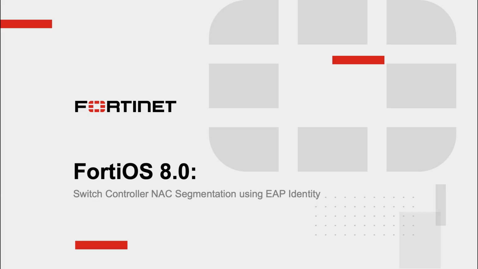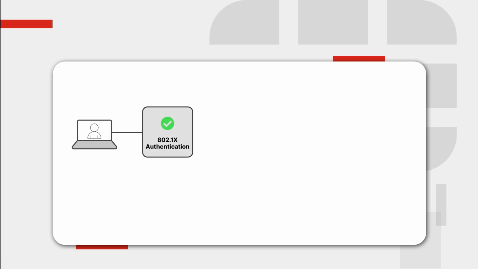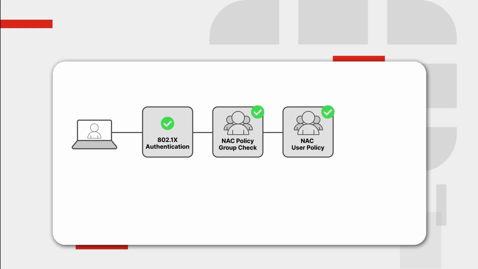Hello everyone, in this video we will learn about NAC segmentation in the FortiOS Switch Controller. This segmentation is based on EAP identity. It combines NAC and 802.1x authentication together, allowing them to be configured on the same switch port. After a device is successfully authenticated with 802.1x authentication, NAC policy checks if the device is assigned to a specific user group. If the device matches the NAC user policy, it is assigned to a specific VLAN.